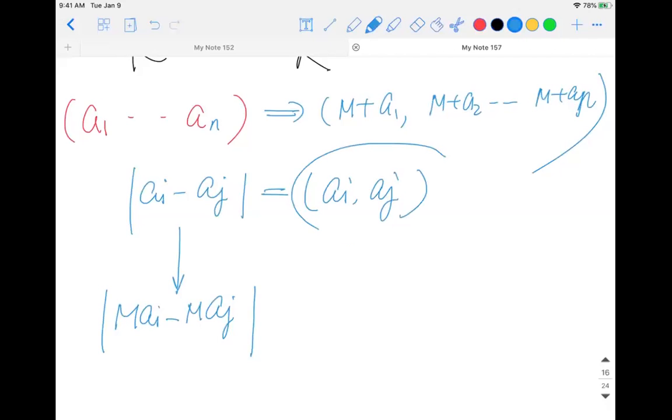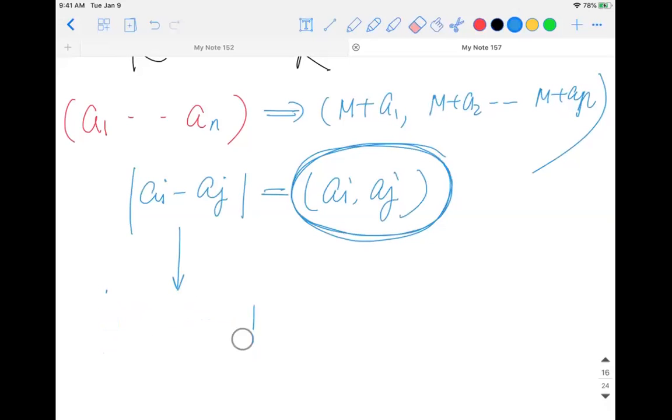But I need to do some magic from here, right? So what I'm trying to say here, let me just try to rewrite it here. M plus AI, M plus AJ, right? If I add M, the entire thing will not change, right? This is exactly the same thing as AI minus AJ absolute value, right?